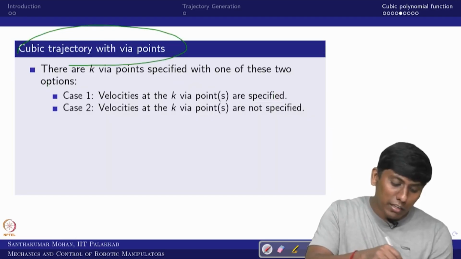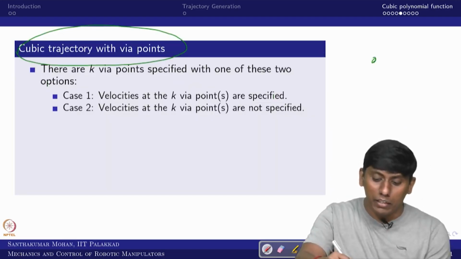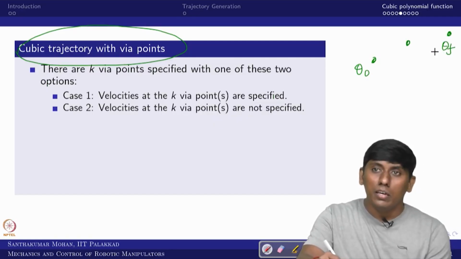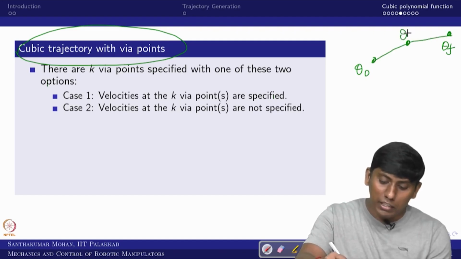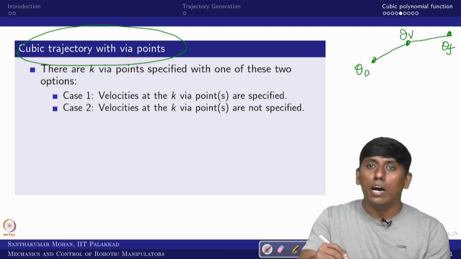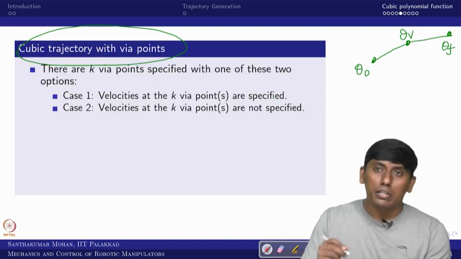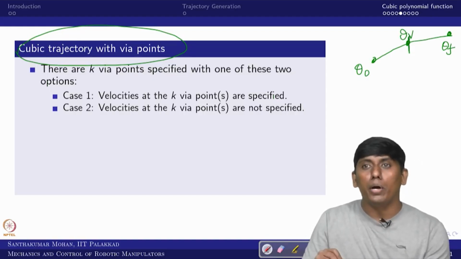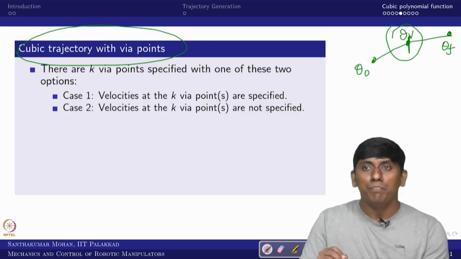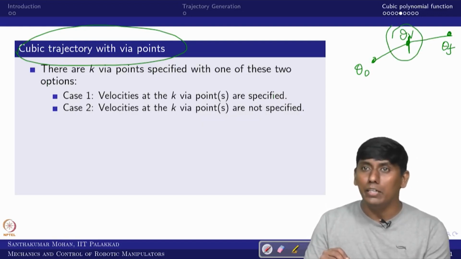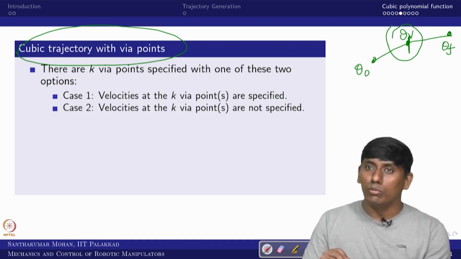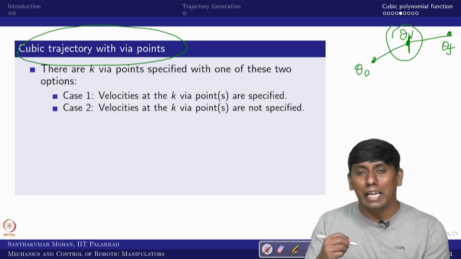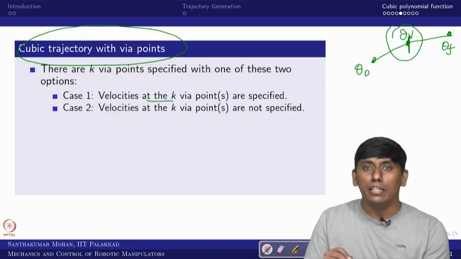The cubic trajectory can come with a via point. For example, this is theta 0 or x 0, whatever. This is supposed to reach here, theta f, but I have given a via point as theta v. Okay, so how can I do this? Even the cubic trajectory can be generated in two modes. One is where the via point velocity is also specified, and that would give 8 equations and 8 unknowns, and you can solve it. That is a slightly trickier way that we will be seeing in the next slide.